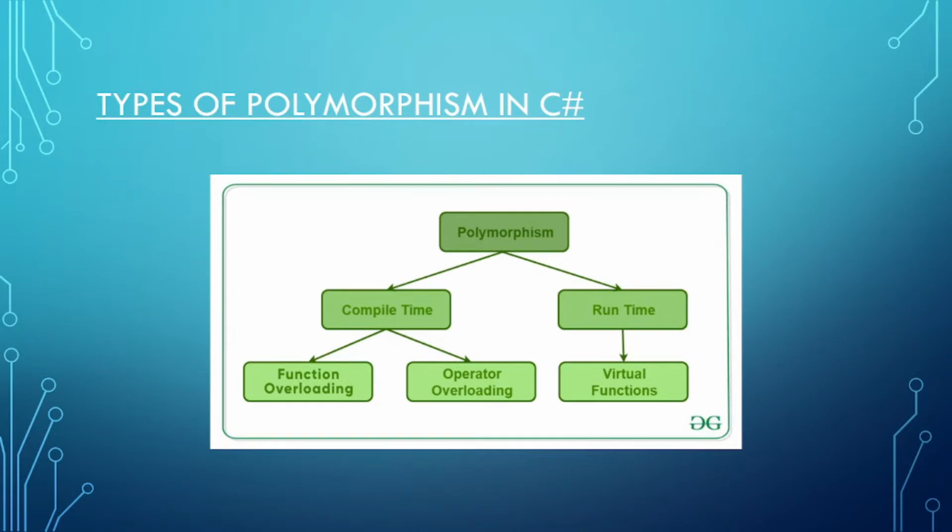So what are the different types of polymorphism in C Sharp? In C Sharp, we have two types of polymorphism: one is compile time polymorphism and the other is runtime polymorphism. In compile time polymorphism, again we have two types, function overloading and operator overloading, while in runtime, we have only virtual functions. In this video, we are going to discuss only runtime polymorphism.